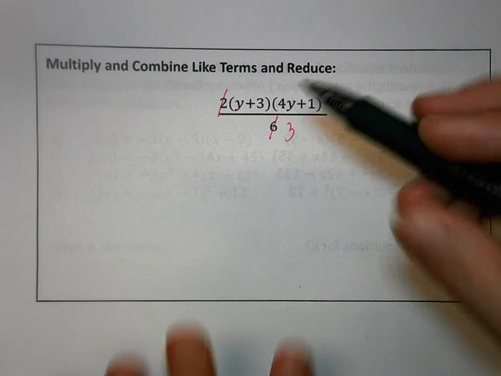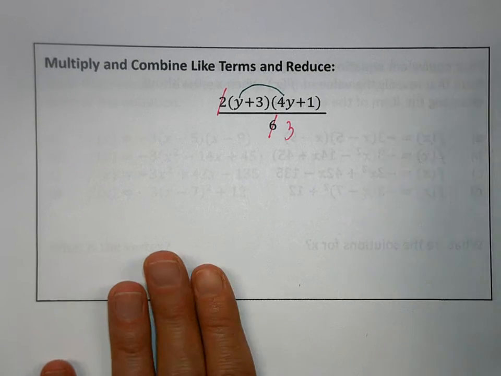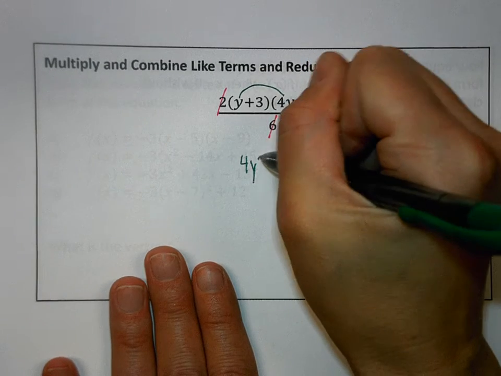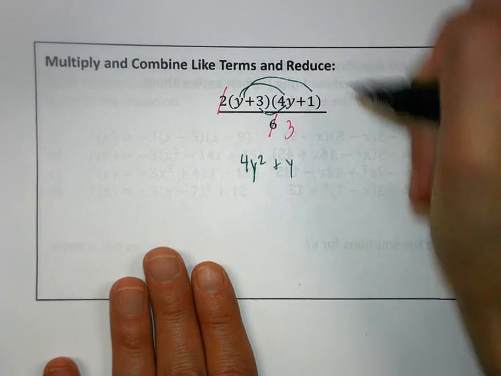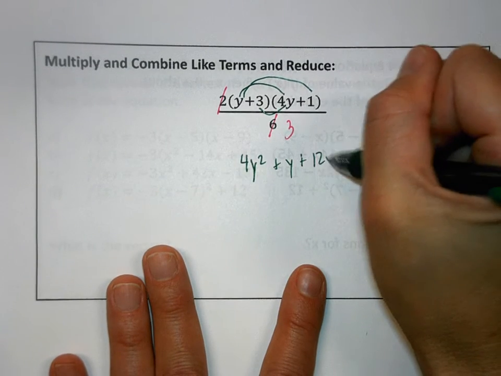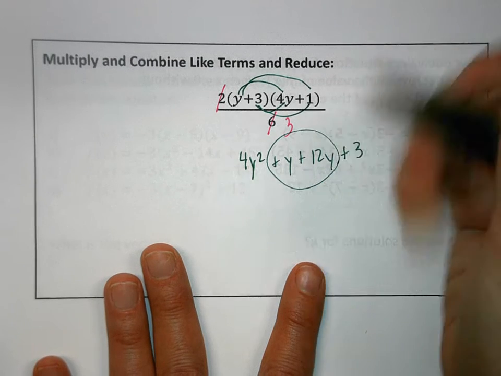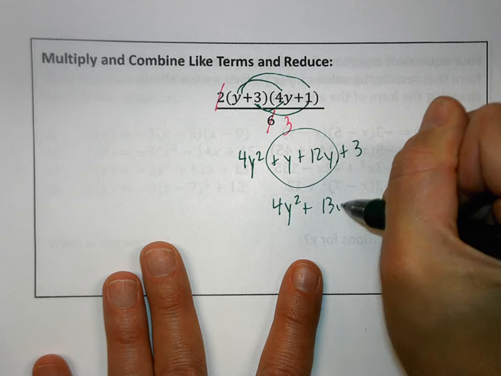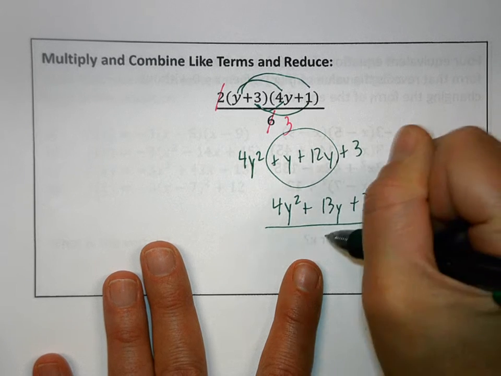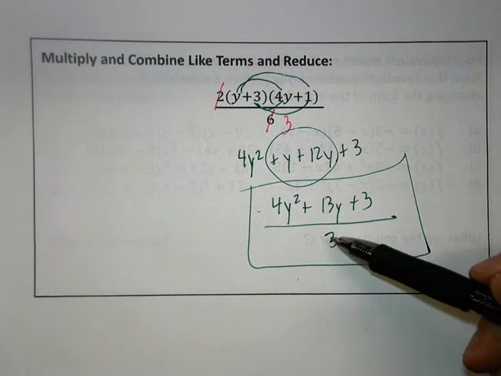So here when we multiply, y times 4y is, y times 1 is, and then we go 3 times 4y, which is 12y, and 3 times 1 makes 3. We have like terms there. We end up with 4y squared plus 13y plus 3 divided by 3. And that's your answer. Can I reduce this 3 and this 3? No. Why not?